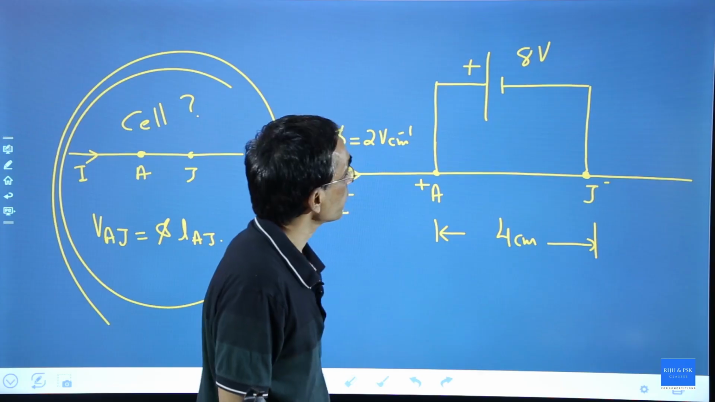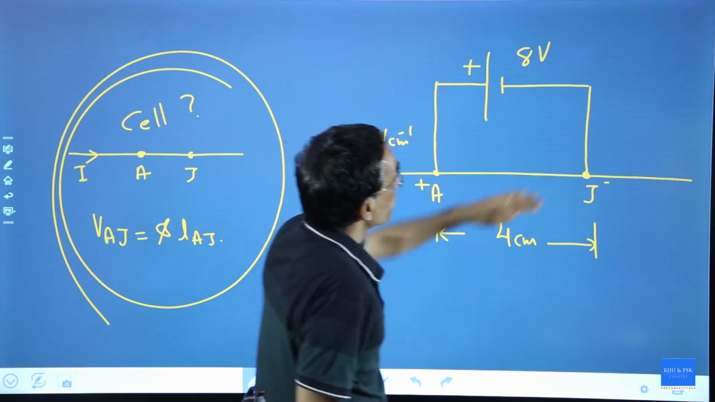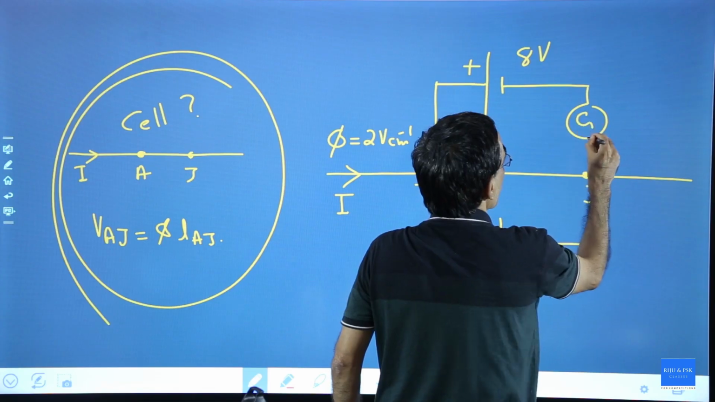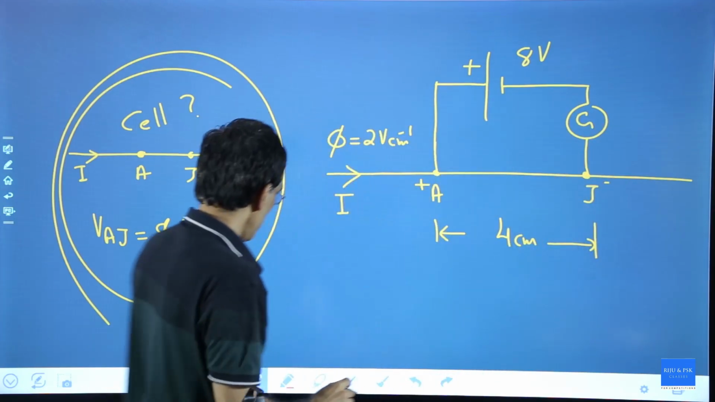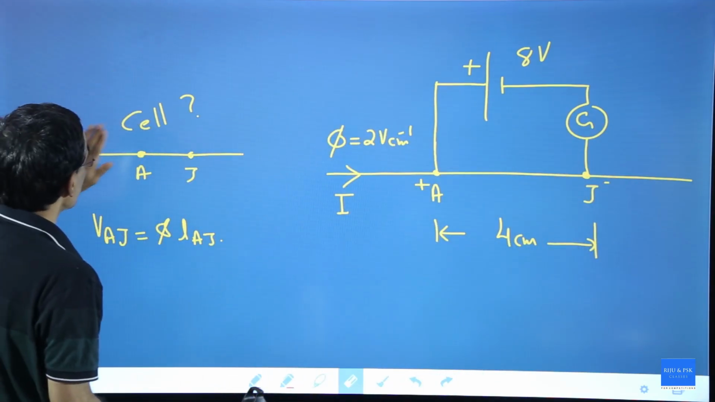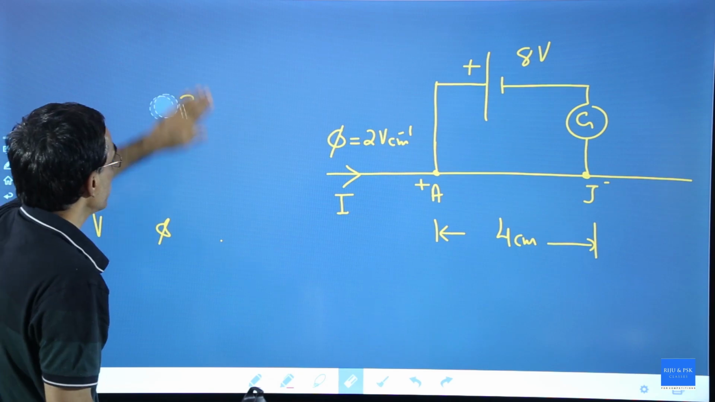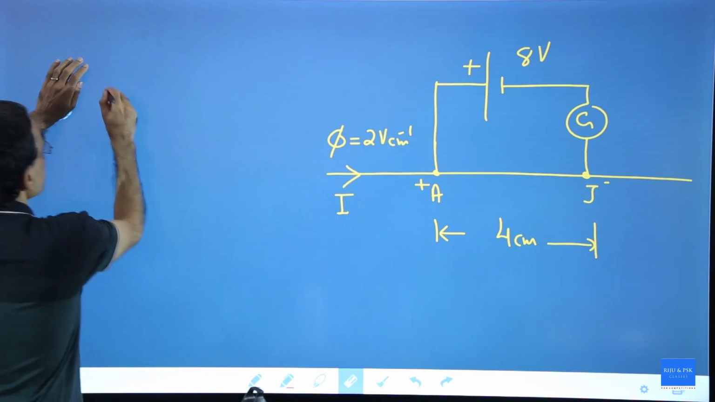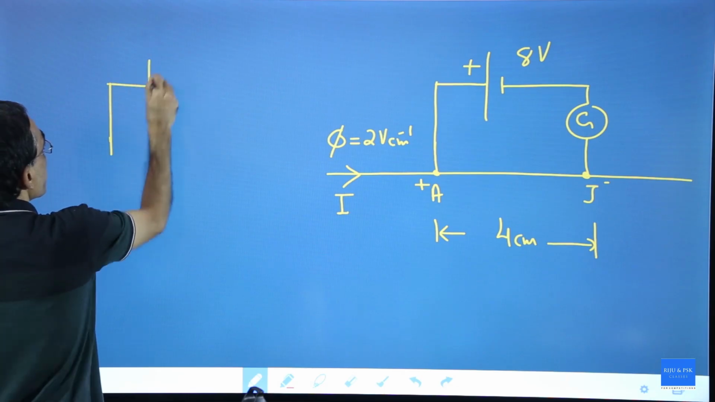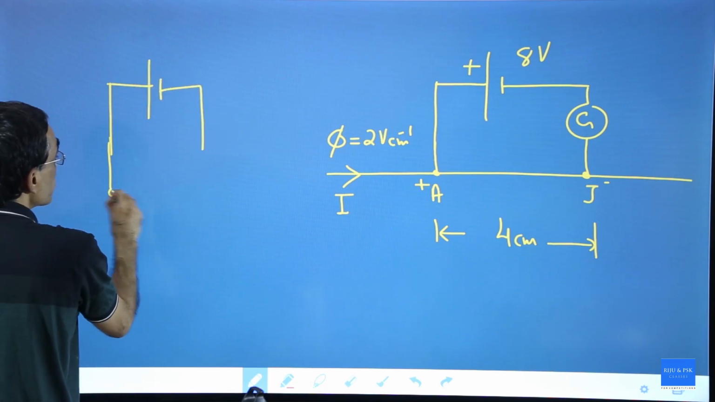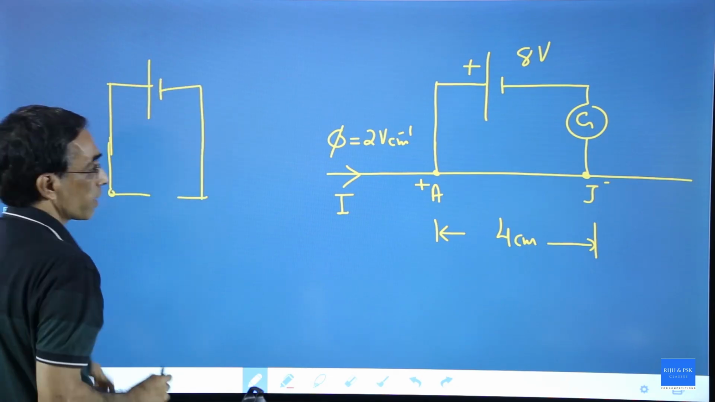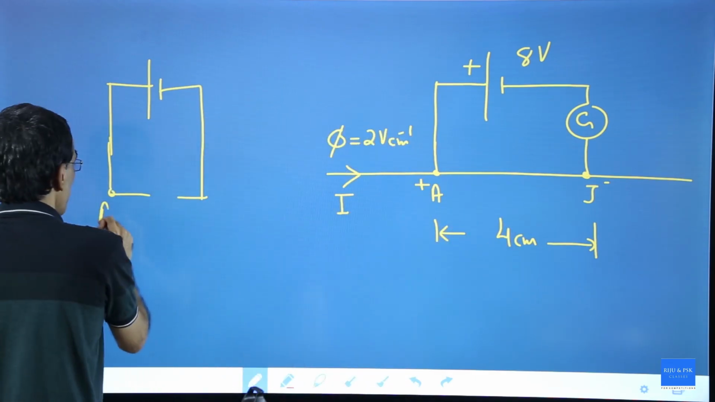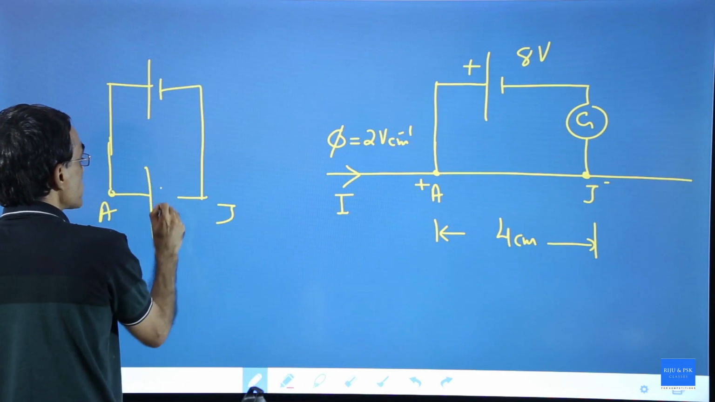Okay, now I will put a galvanometer here. Now you should realize that this is exactly like 2 cells. Which are those 2 cells? There is an 8 volt cell out there, and this wire is behaving like a cell. And where should be the positive of the cell here? It should be on the side A and negative on the side J.